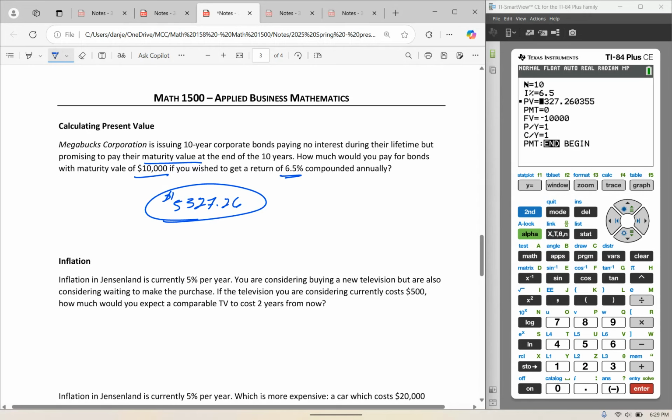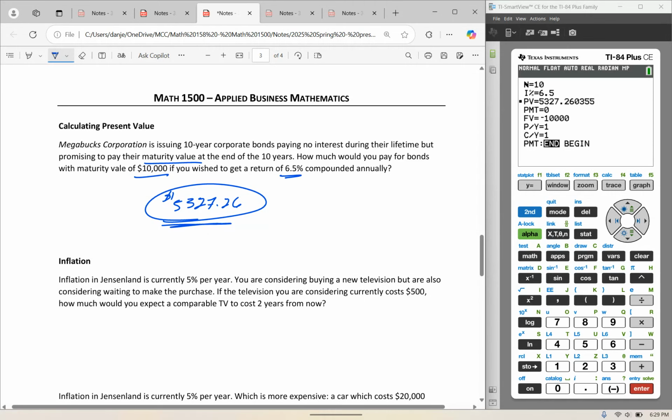What I know about this is that if I pay more than the $5,327.26 for a bond that takes 10 years to mature, I'm earning less than 6.5% interest. If I pay less for that bond, I'm earning more than 6.5% interest. So if I'm going to go buy bonds, say, for my kids saving for college, I'm going to target about a $5,000 investment bond to be worth $10,000 in 10 years, and I'll be earning 6.5% interest approximately.